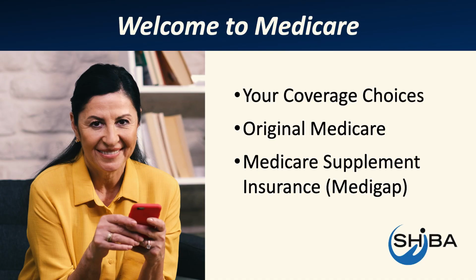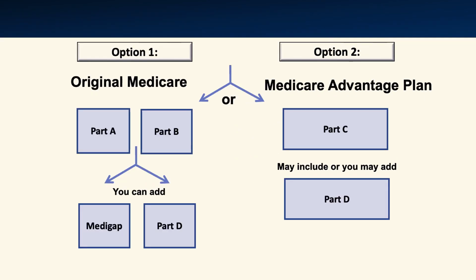In this section, you'll learn about your Medicare coverage choices, Original Medicare, and Medicare Supplement or Medigap insurance. There are 2 ways to get your Medicare coverage: Original Medicare or Medicare Advantage plans. You can choose which way you want to get your coverage. Option 1 is Original Medicare, which includes Parts A and B.